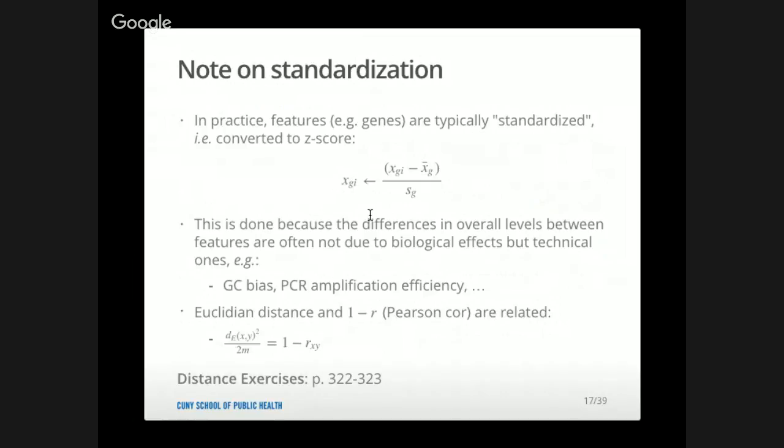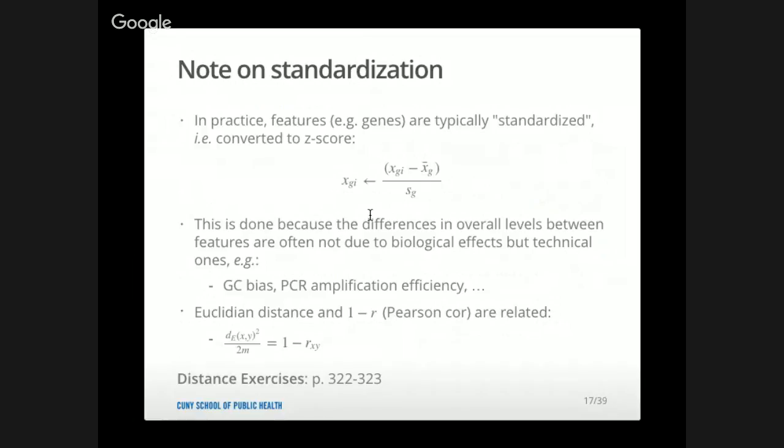When calculating Euclidean distances, we'll normally use so-called standardized features, where standardization refers to converting them to a z-score by subtracting the mean and dividing by the standard deviation, so that they have 0 mean and a standard deviation of 1 and a variance of 1.